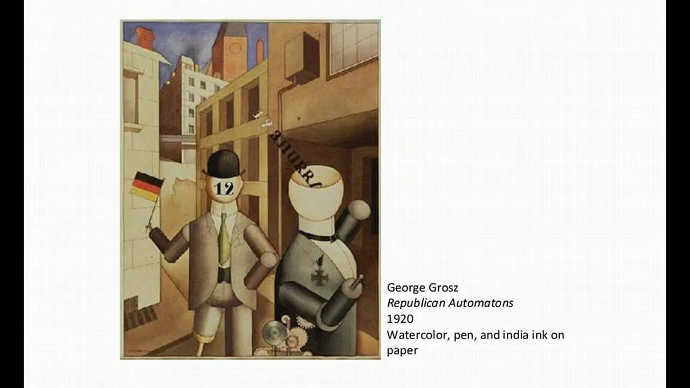George Grosz gave us this watercolor pen and India ink image of Republican automatons. A lot of the people involved with the Berlin Dada were suspicious of the Weimar Republic at its political core, and they had the right to do so. A lot of the people that made up the Republican structure of Weimar were war profiteers. They made a lot of money off of the war, whether or not they won or lost.